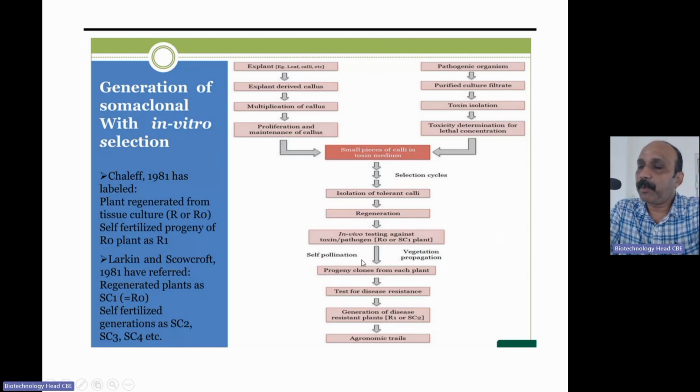So you go for self-pollination or vegetative propagation, and you get the clones from each plant and test for disease resistance in the field. This will be a desirable agronomic trait, which is the disease resistance character, right? By this, we can go for disease resistance, or instead, if we add more salt to the media, then we can get salt tolerant cultures. So for specific conditions, we can introduce specific selecting agents with the in vitro selection conditions.